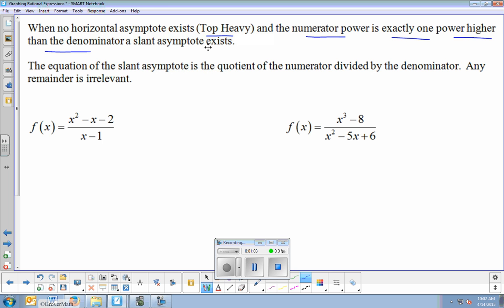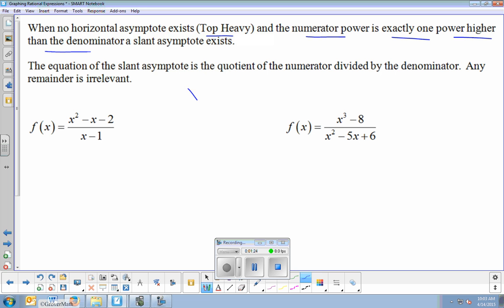A slant asymptote exists. So, for example, in this problem here, our power on top is x cubed and the power on the bottom is squared. That means that this is top heavy by exactly 1. This is a case for a slant asymptote, and so we're going to have to find the slant asymptote.